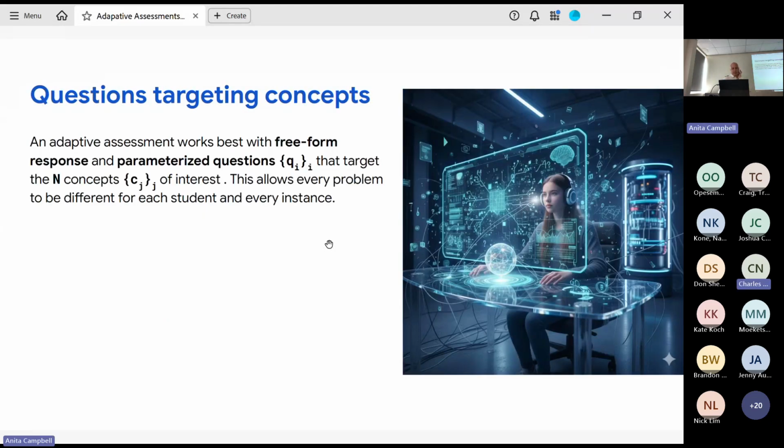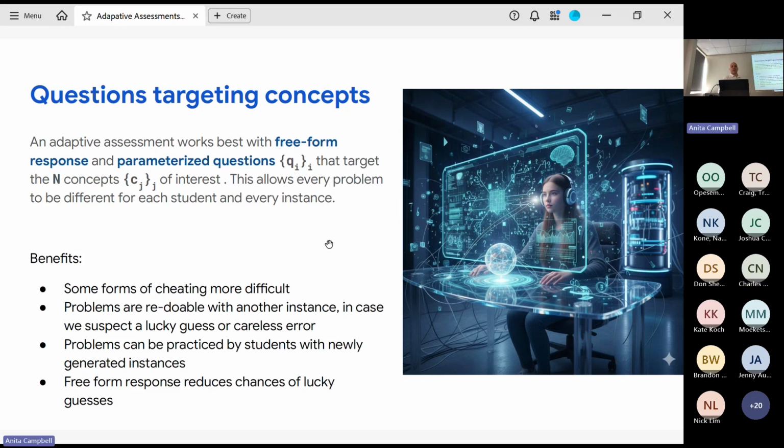And so when we write these questions for adaptive assessments, they generally work best when it's a free-form response and the parameters of the question can be varied, so that I can give the student a different instance of the question, maybe if they get it wrong. Free-form response is better because it reduces the chance that a student will enter a lucky guess. If it's a multiple choice question and there's 4 or 5 options, then they have a 1 in 4 chance or a 1 in 5 chance of just guessing the answer correctly. And that's kind of a high error rate if I'm trying to make a strong conclusion from whether they answered this question right or not.